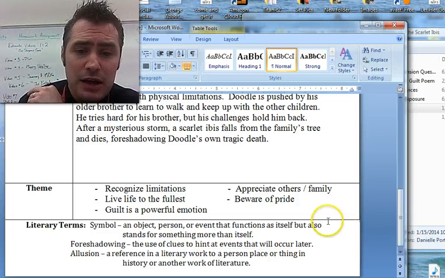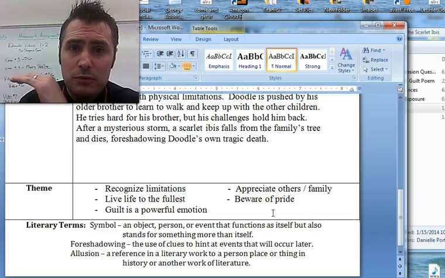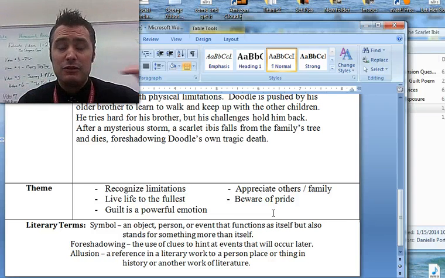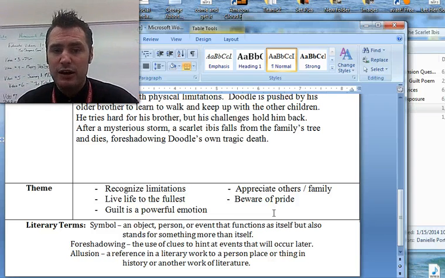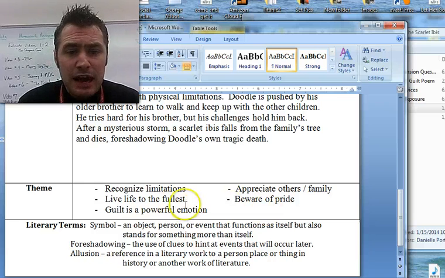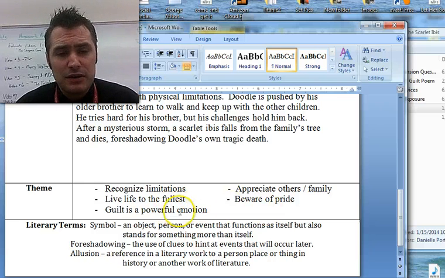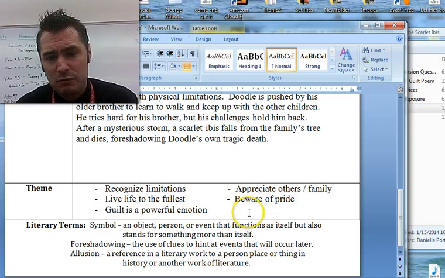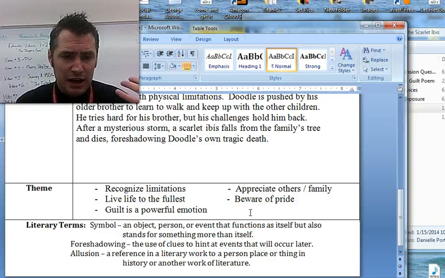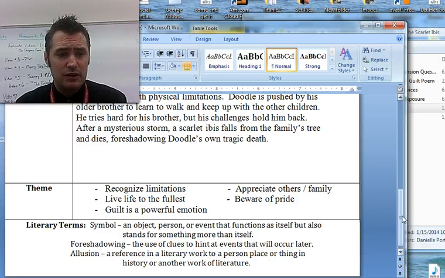It's relevant. Beware of pride. Pride is a great thing. It makes you a good person, but it can push you too far. We talked about that in the last video. And guilt is a powerful emotion. Think about this author. Boy, I mean, him just spilling his guts like this for us. Just a powerful emotion that makes someone able to write a story like this.